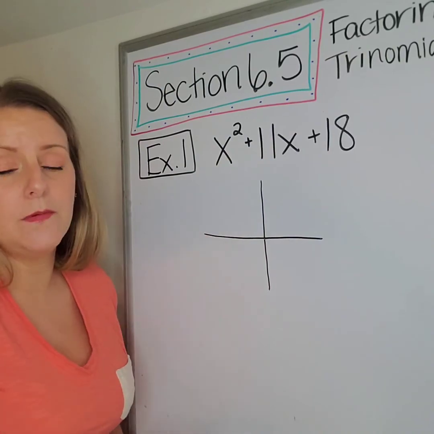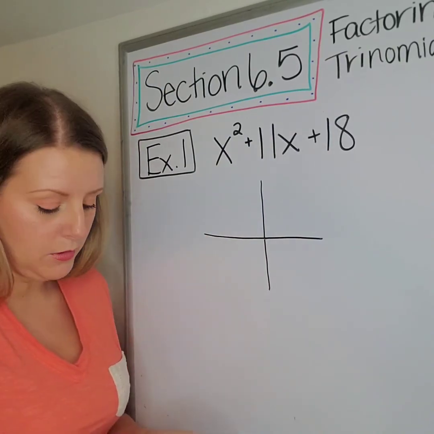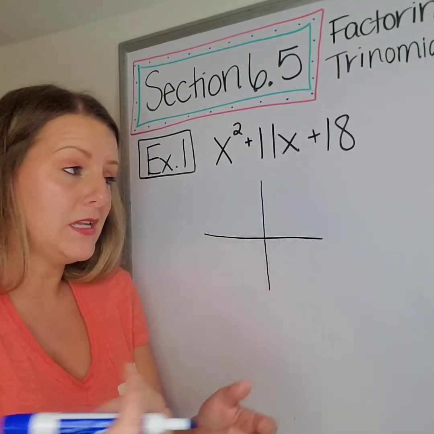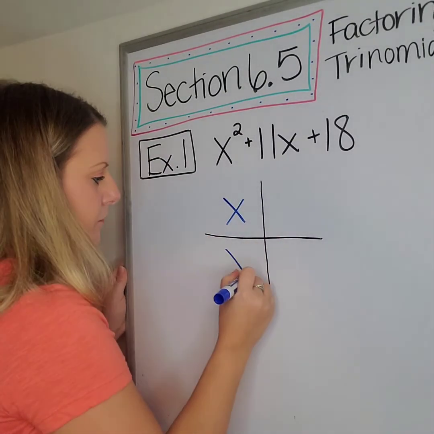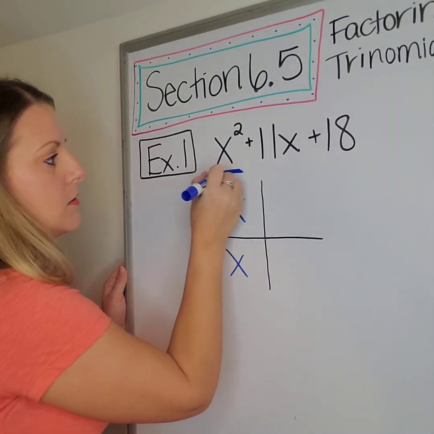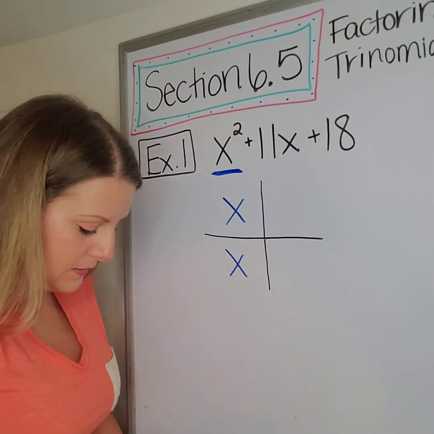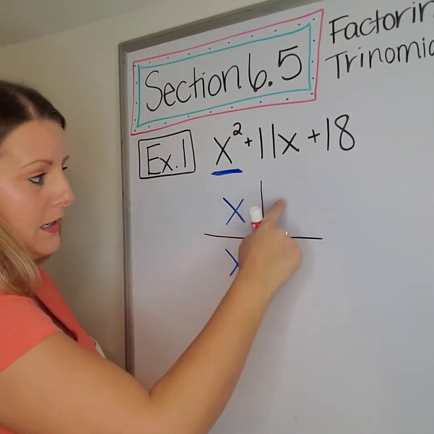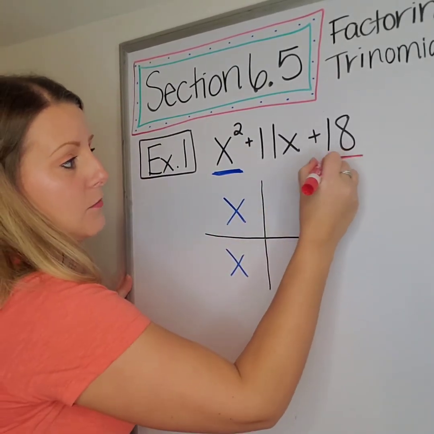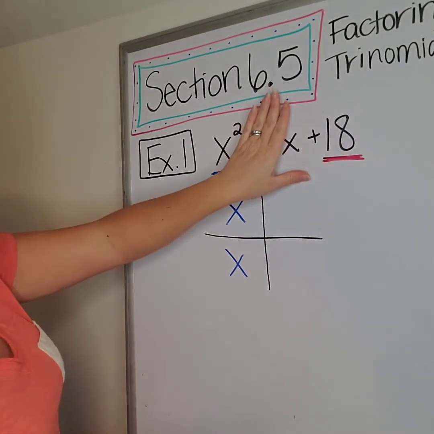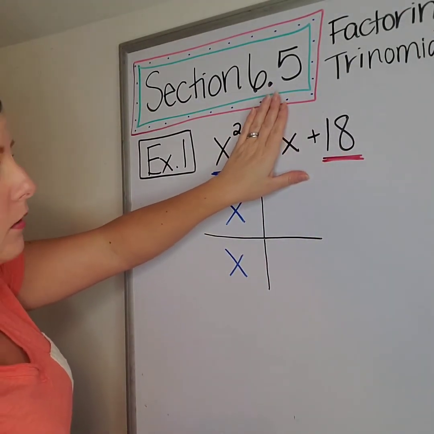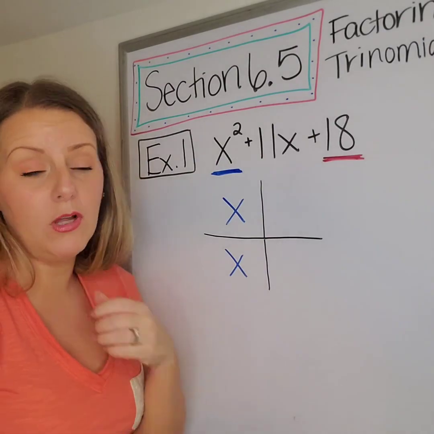So x squared. How would you break up x squared? The only way to break that up is x times x. So that's easy. That's this first term. The second two boxes are the last term. Not looking at this number at all right now. That's the biggest mistake I see, is people look at the middle number.